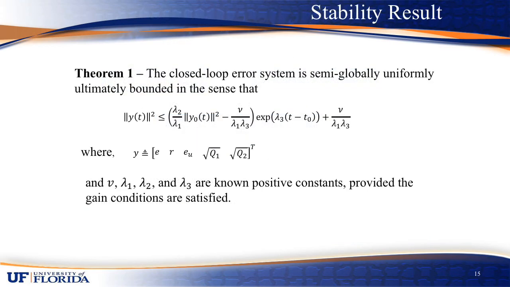The main result of the paper is summarized in Theorem 1, which states, the closed-loop error system is semi-globally uniformly ultimately bounded in the sense that is shown, provided that certain gain conditions are satisfied. Notice that Y includes E, R, and EU, which are required to show that E dot is bounded.